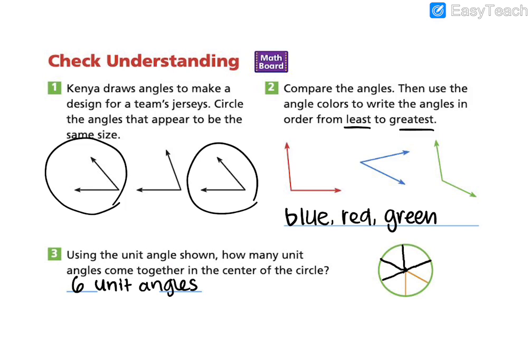All right, you should have found that these angles appear to be the same size. From least to greatest, blue has the least opening, then red, then green. And then you should have found that we have about 6 unit angles.